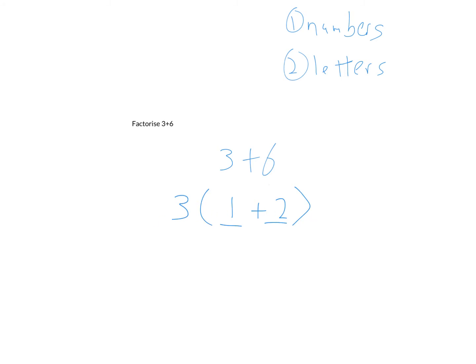This is where we're trying to get to. So like I mentioned in that example, I just factorized numbers only. It didn't include any letters. So we'll have a look now at a second example that does include a few letters.